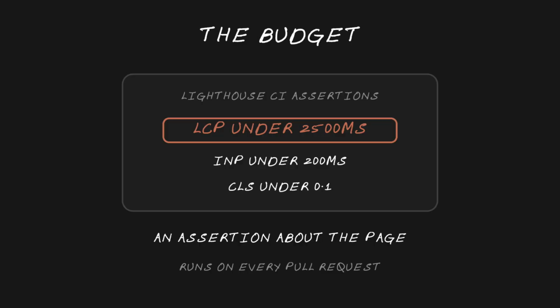Alright, so now let's turn measurement into enforcement. The tool for this is called a performance budget. A budget is an assertion about the page. The same way a test asserts that login succeeds, a budget asserts that LCP stays under 2.5 seconds. Google ships an open source runner for this called Lighthouse CI. You give it your URLs and your thresholds, and it runs Lighthouse on every pull request. If a change blows the budget, the check goes red, and the pull request tells the developer, hey, this made the page slower.